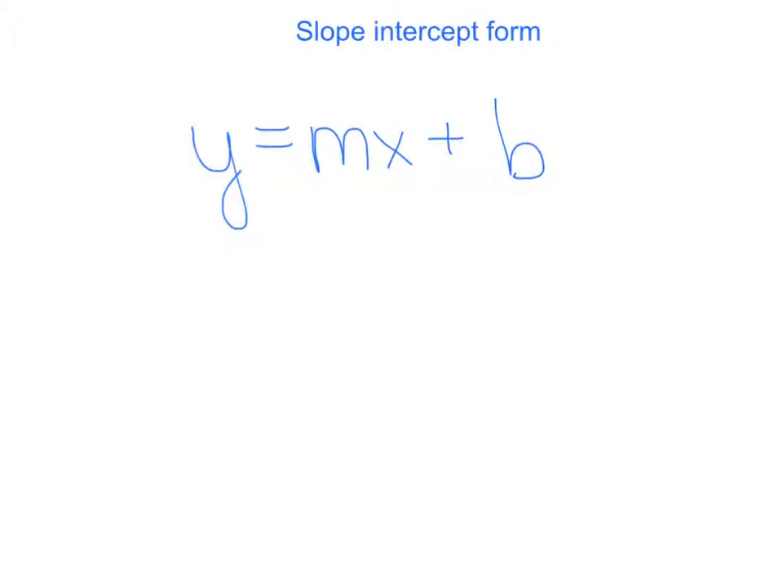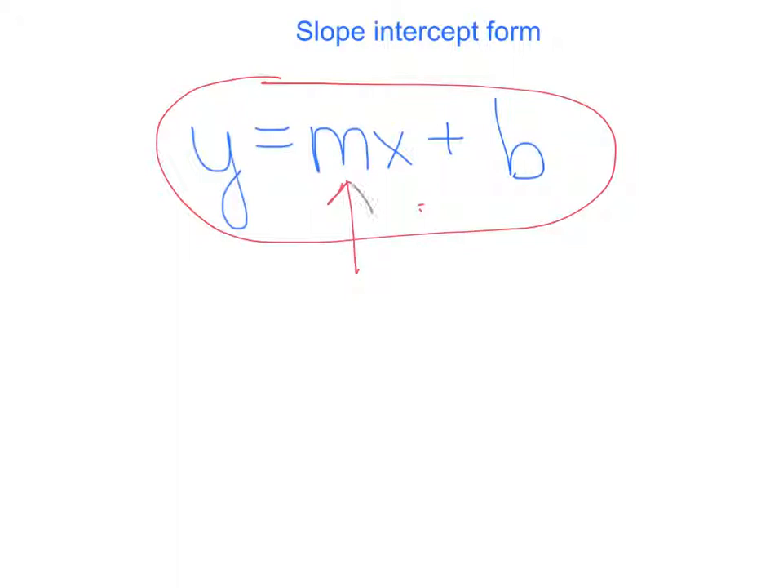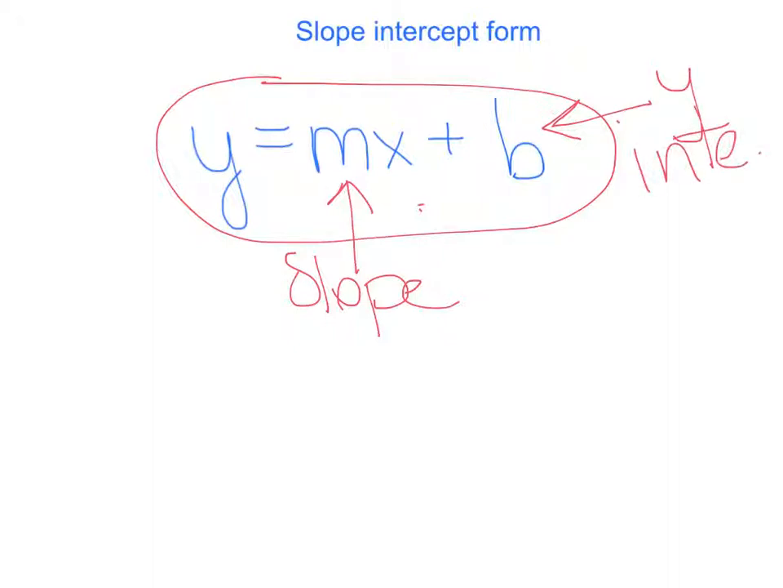Another form that we usually see slope in is the slope-intercept form, and that is this one here. Y and x are usually your variables. M is the slope, and b is the y-intercept. So this means where the line intercepts y.